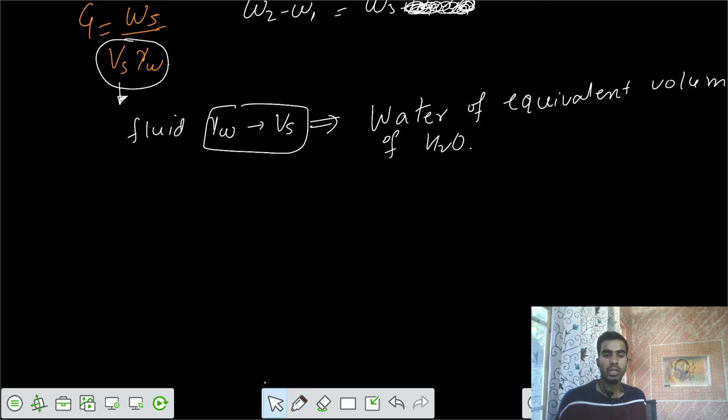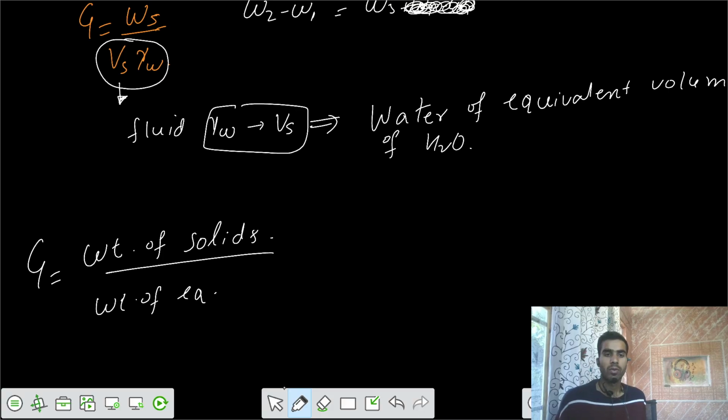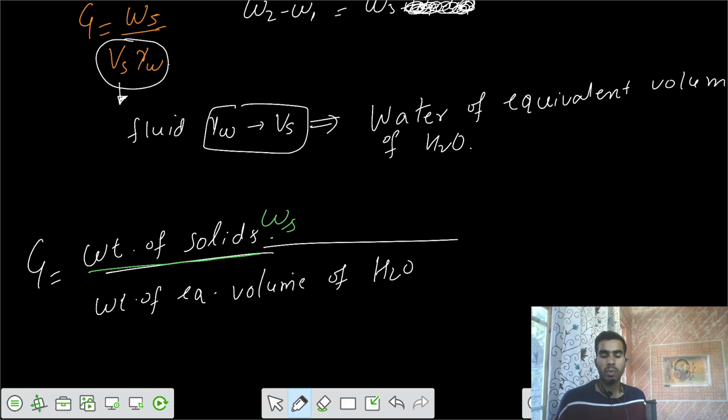That means your specific gravity G of solids is actually weight of solids divided by weight of equivalent volume of water. That is the definition of what you call the specific gravity of solids. So you have some weight of solids Ws, but that would be occupying some space. What is the weight of water in the same volume of Vs?